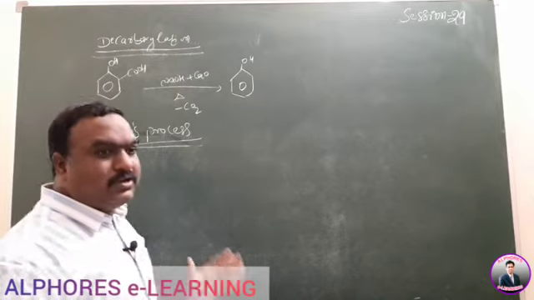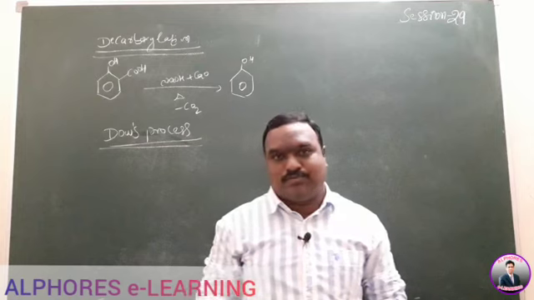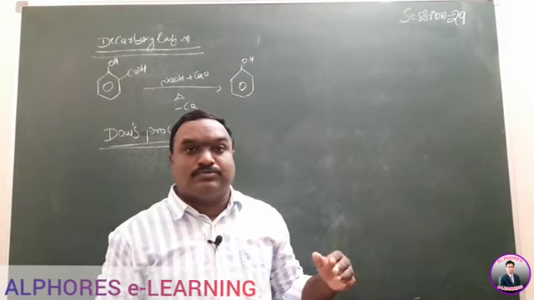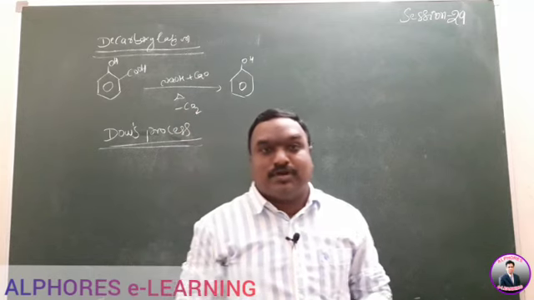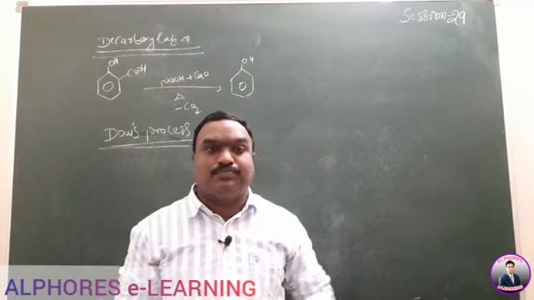Now the Dow process. This one is a well-known example. Already we have discussed that concept in halogen compounds. Here a chlorobenzene compound is given. Chlorine is a 7th group element.